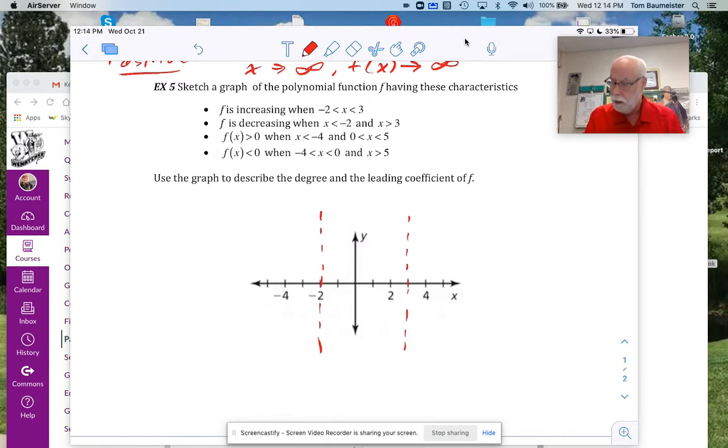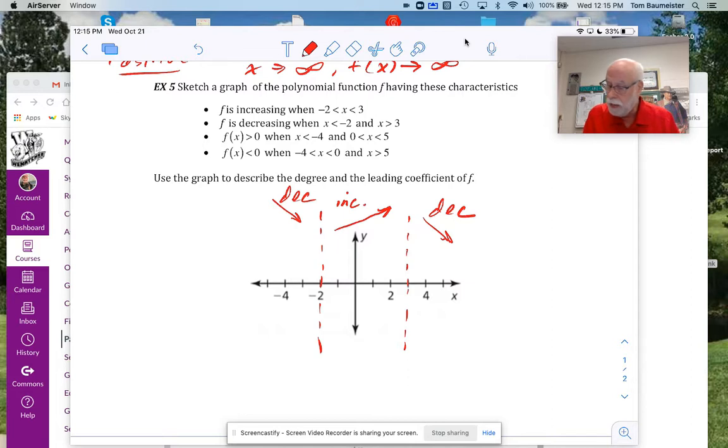All right. So now I know on here that in between these two here, it's going to be going up. I know it's going to be increasing. I know that on this side of that dashed line and on this side of this dashed line, it should be decreasing.